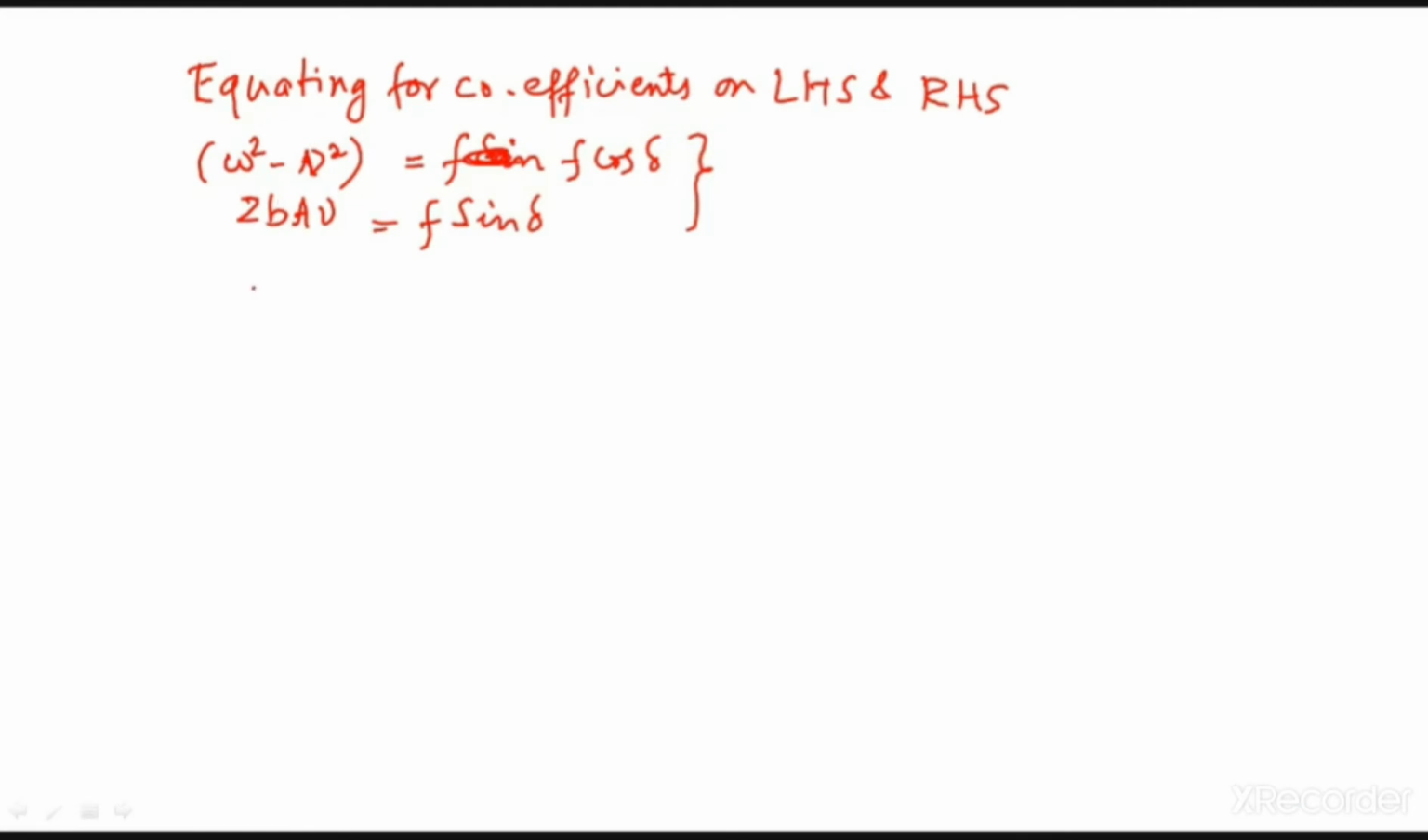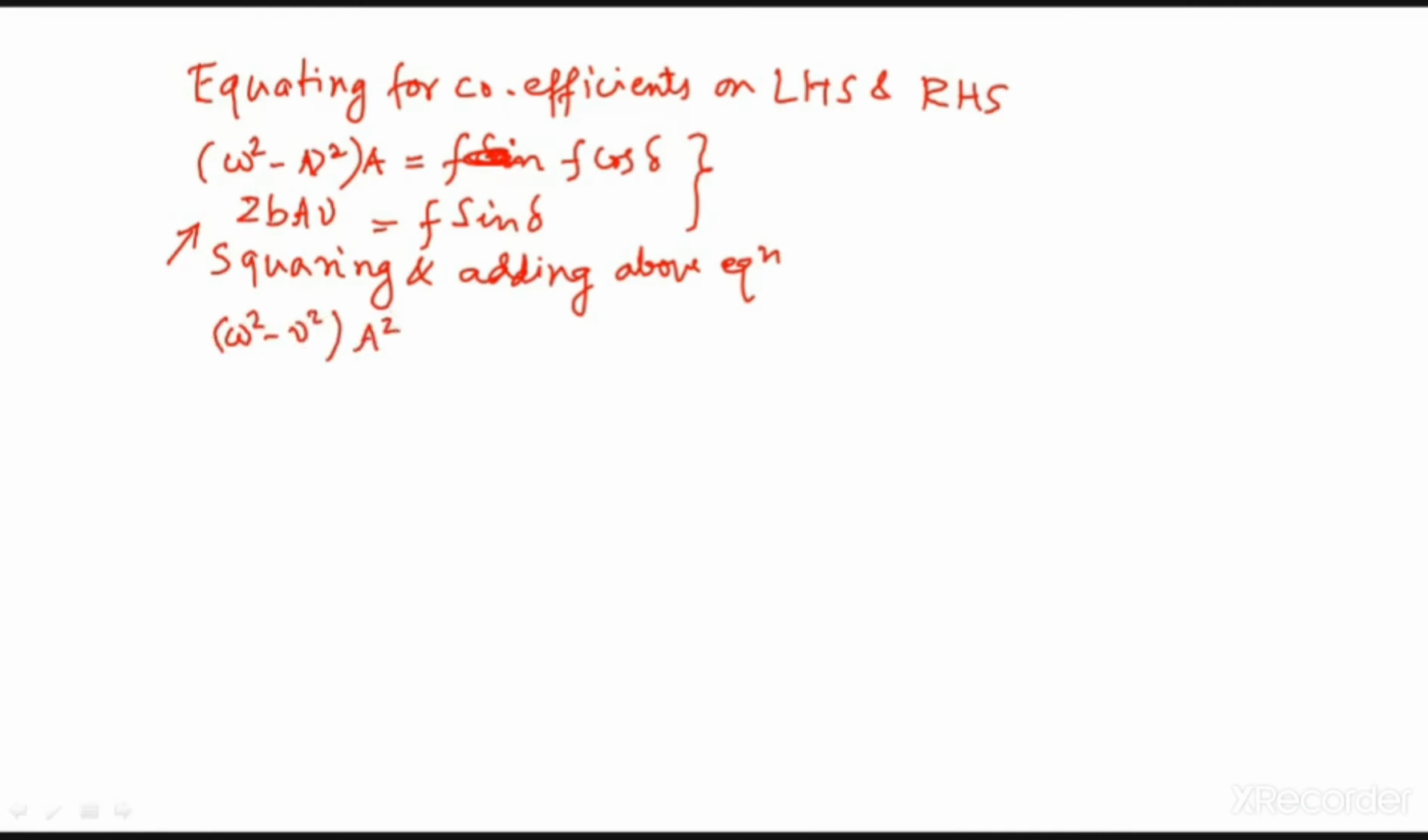Then we square and add these two equations. So if you square and add this, what is that? You have omega square minus mu square, a square. If you add this one, 4 b square a square mu square. On the other side, f square cos square delta plus f square sin square delta, then f square is the common factor. Within the bracket we have cos square delta plus sin square delta. You know from trigonometry, cos square delta plus sin square delta is 1. Therefore, I get f square only.